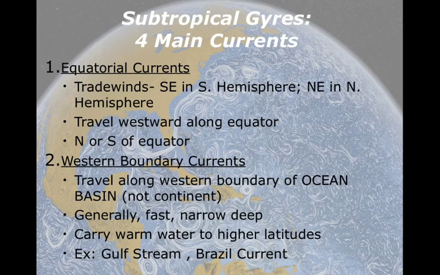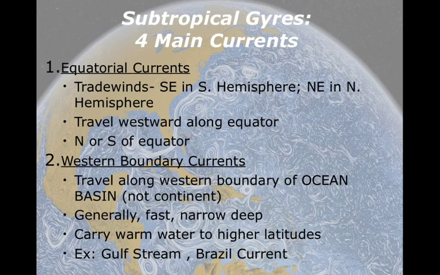Then you have western boundary currents. They travel along the western boundary of the ocean basin or along the east side of the continent. Let me say that again. Western boundary currents are called western boundary currents because they're on the west part of the ocean basin, which means, if you're looking at a map, that they're along the eastern coast of a continent. Let's classify them. You're going to need to know western boundary currents and eastern boundary currents and how they vary.